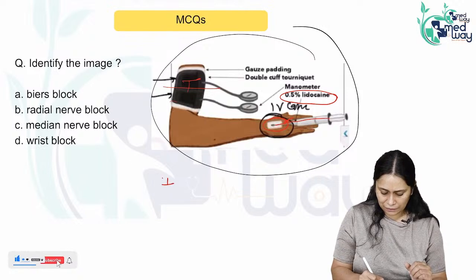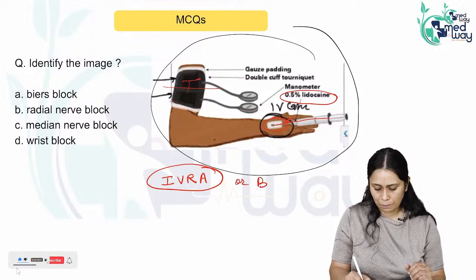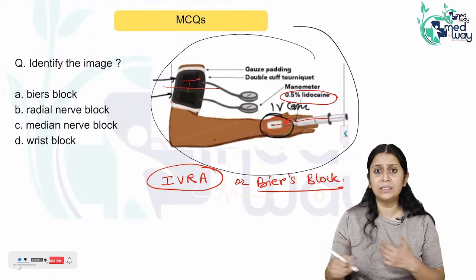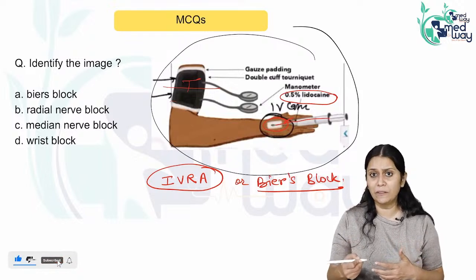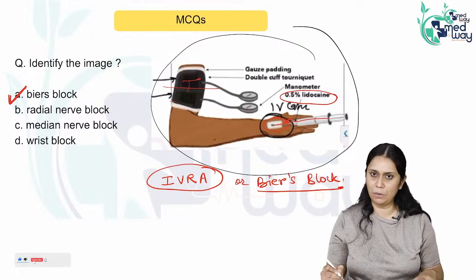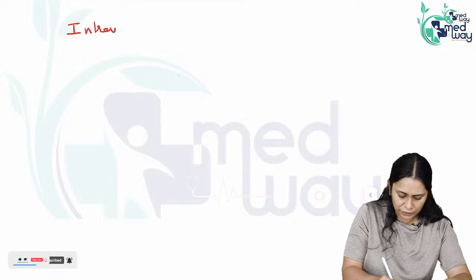This is IVRA, intravenous regional anesthesia, or we call it Bier's block, because this technique of regional anesthesia was given by Dr. August Bier. So the answer is A, it is Bier's block. Now remember, what is this IVRA? This is a very favorite question of the exam.